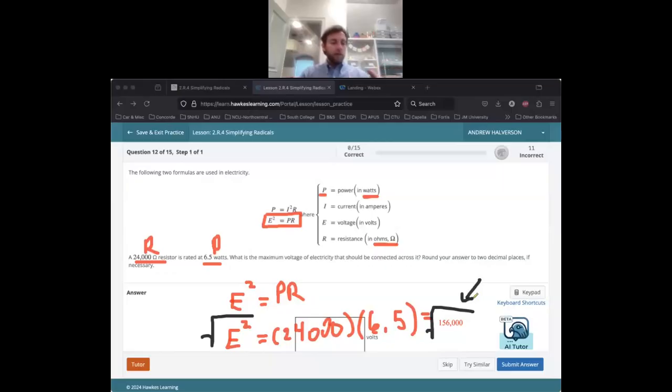The square root of that is, so the answer, for completeness' sake, is 394.97. We'd have to round it. Why 7? Because it's telling us to round to 2 decimal places.